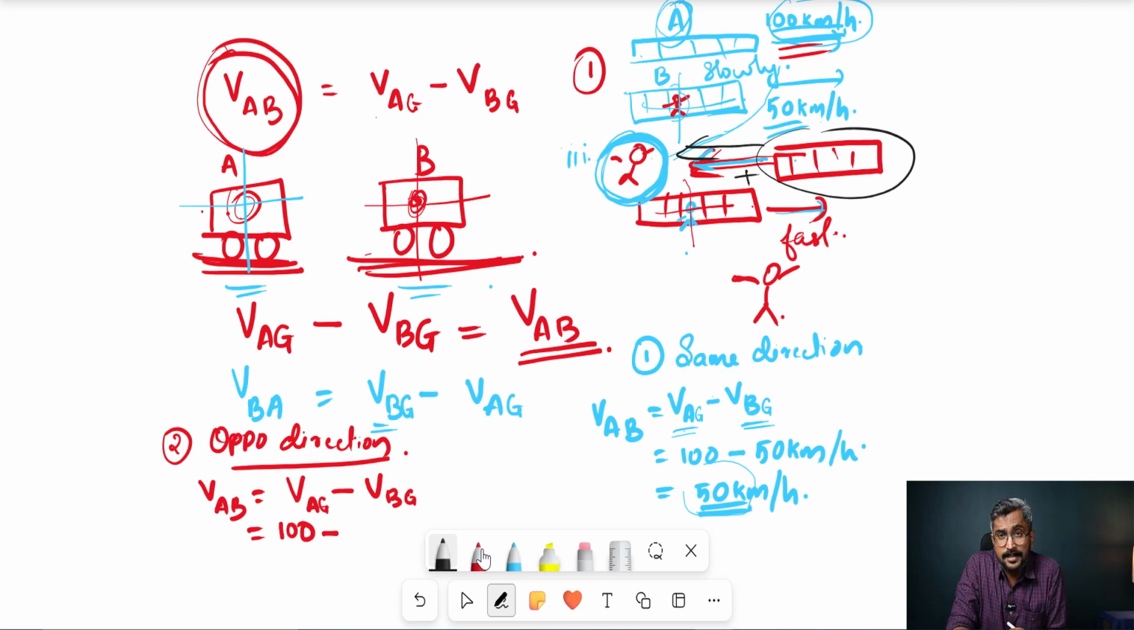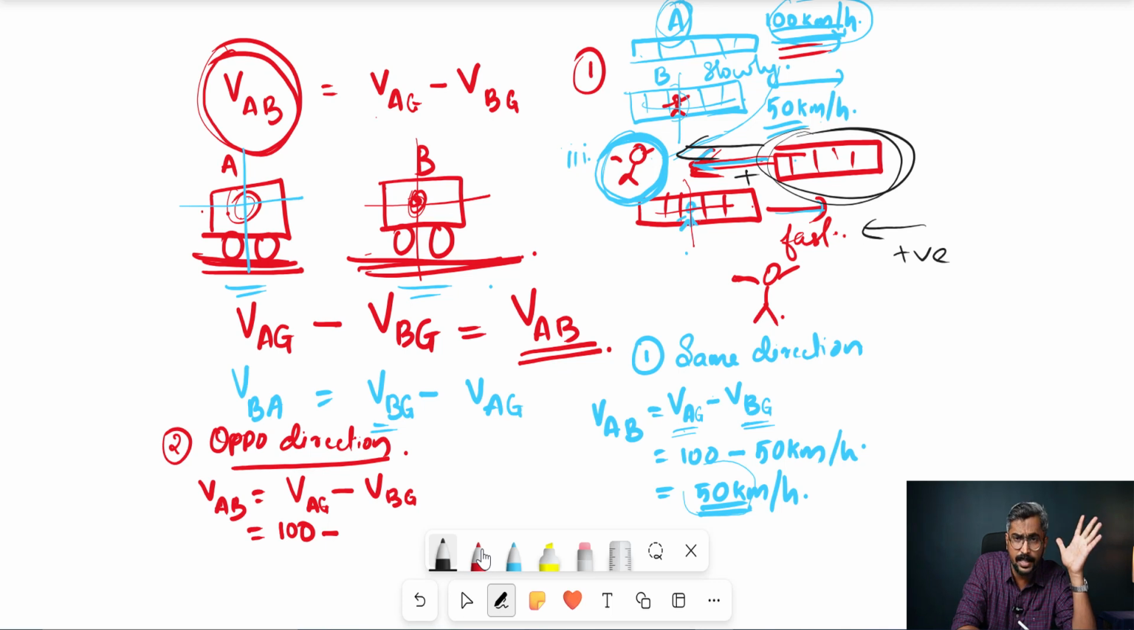Here, there is no particular rule that the left side should be negative and the right side positive, or up should be positive and down negative. But make sure that we are taking a coordinate system with that generalized convention. In this scenario, I'm just taking the left side as positive. So the first train's direction is positive.